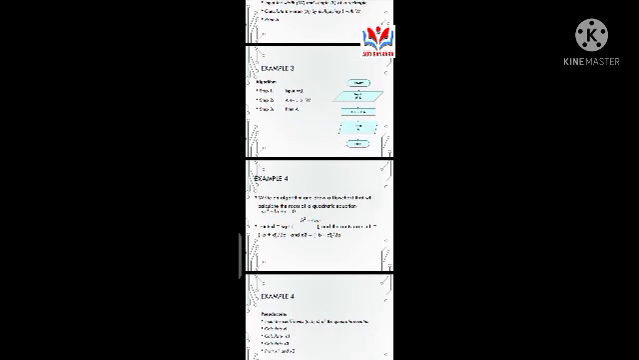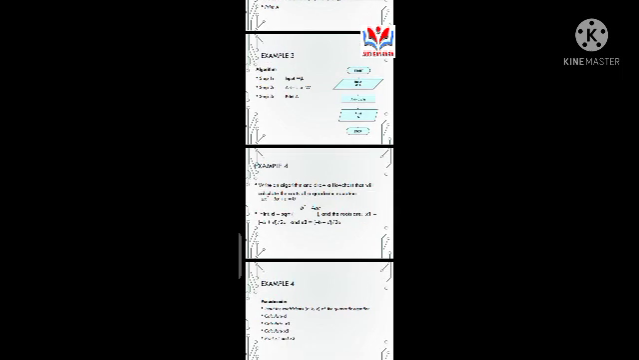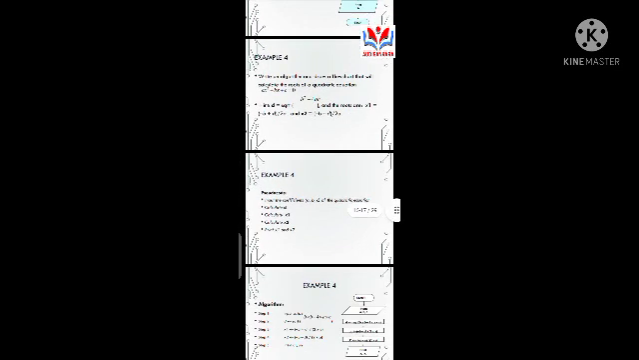Algorithm. Step 1: input W and L. Step 2: A equals L into W. Step 3: print A. Now, start, input W and L, A equals L into W, print A and stop.